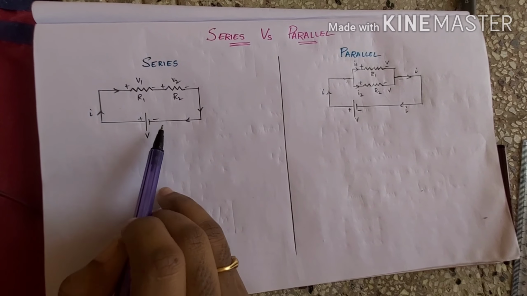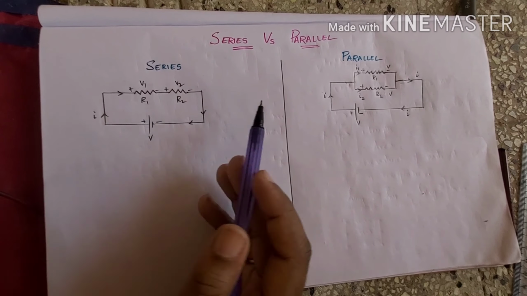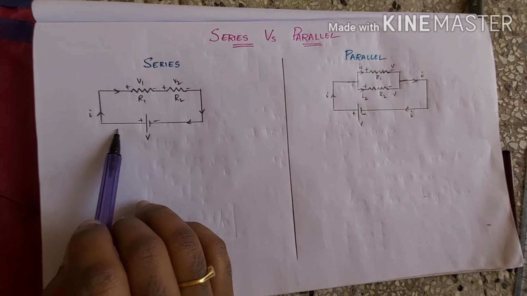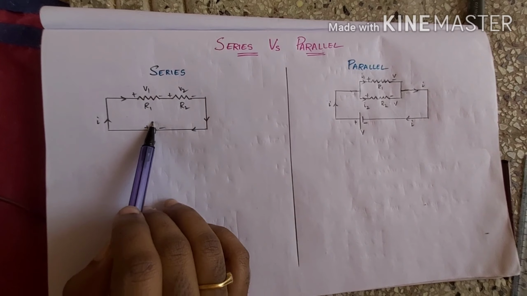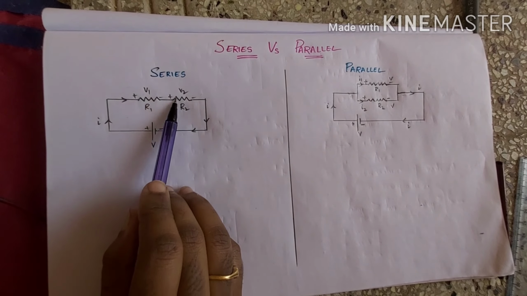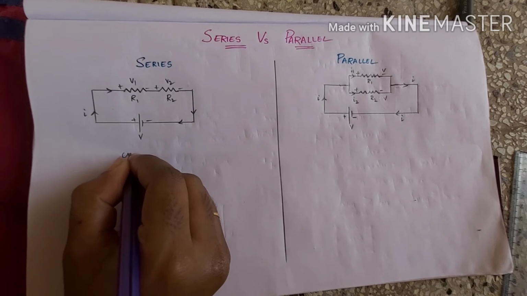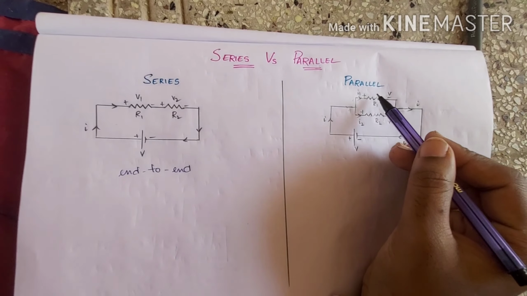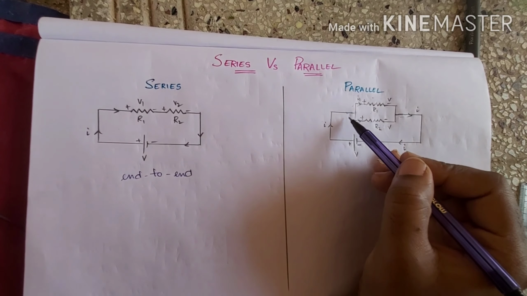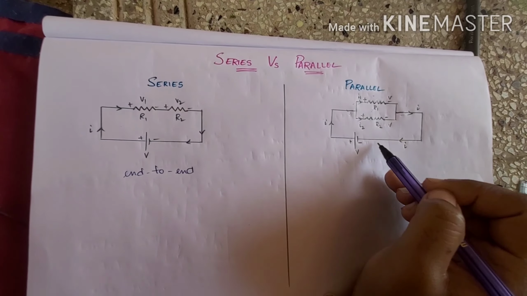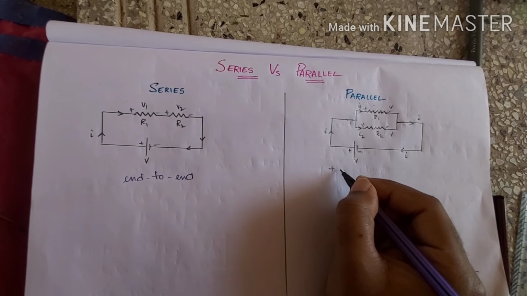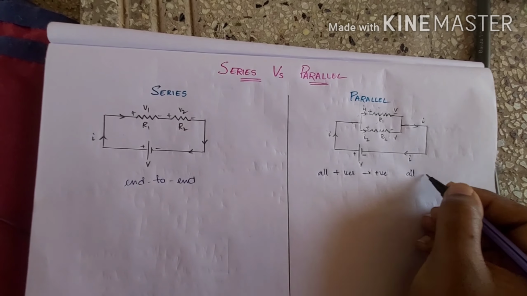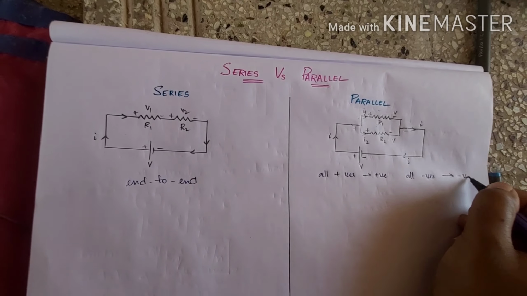So here in series, I have connected a battery. Let's take this as a battery. This is just a cell representation, but I am telling you this as a battery. Let's take cells connected in series: positive, negative, positive, negative. So series is more like an end-to-end connection, whereas in parallel, all positives are connected to positive and all negatives are connected to negative.